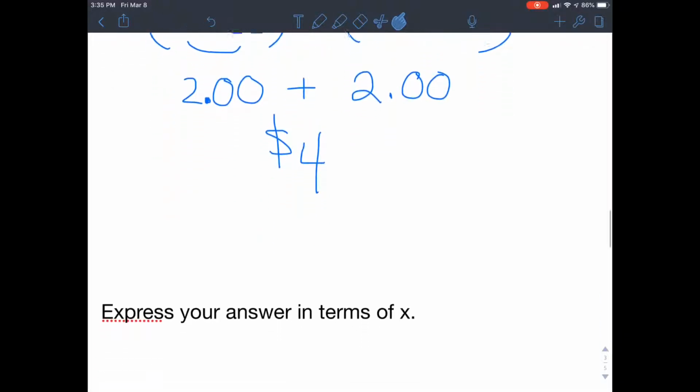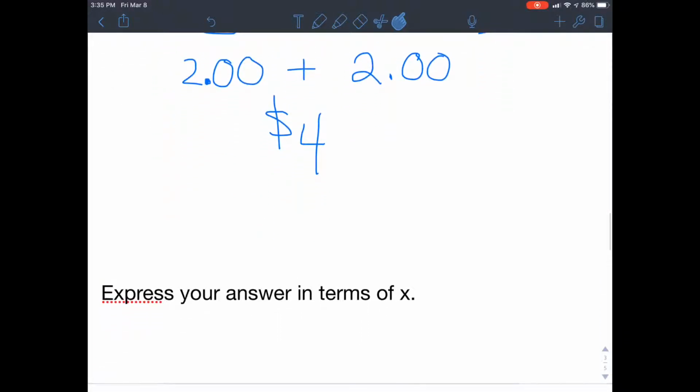All right, before we do the third one, let's talk about this sentence and what it means. Okay, we have the sentence, express your answer in terms of X. Now, many of you have told me that you're confused about this. What does this mean, Mrs. Orr? And so let's talk about it. Well, X here, X is going to be your variable.